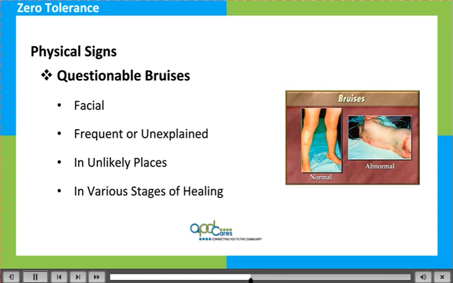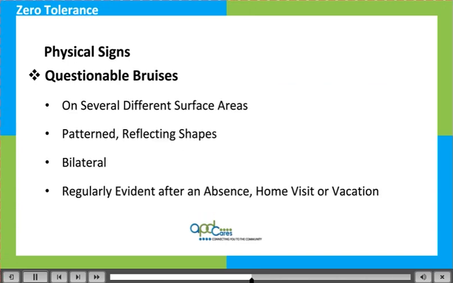Facial. Frequent, unexplained, or inadequately explained. In unlikely places. In various stages of healing. Other physical signs include questionable bruises that are on several different surface areas. Patterned, reflecting shapes. Bilateral means bruises on the same place on both sides of the body. Bruises that would appear on both upper arms, for example, may indicate where the abuser applied pressure while forcefully shaking the individual. Bruises on both sides of the body rarely result from accidental causes. Regularly evident after an absence, home visit, or vacation.